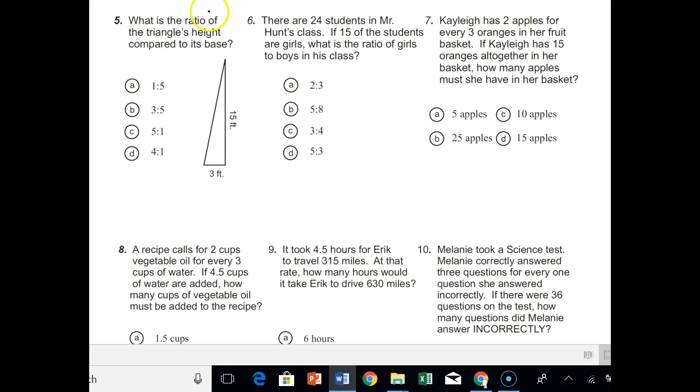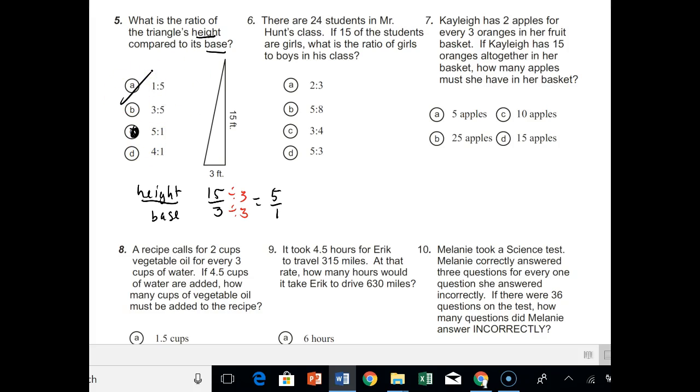Number 5, what is the ratio of the triangle's height compared to its base? So here it's height. Again, I want to write down what you're comparing. Height to base. So the height is 15 over 3. And then obviously we want to simplify this. So divide by 3, divide by 3. So we get a 5-to-1 ratio. Make sure you select C and not A. 1 to 5 would be base to height. We want height to base. So A is definitely the wrong answer.